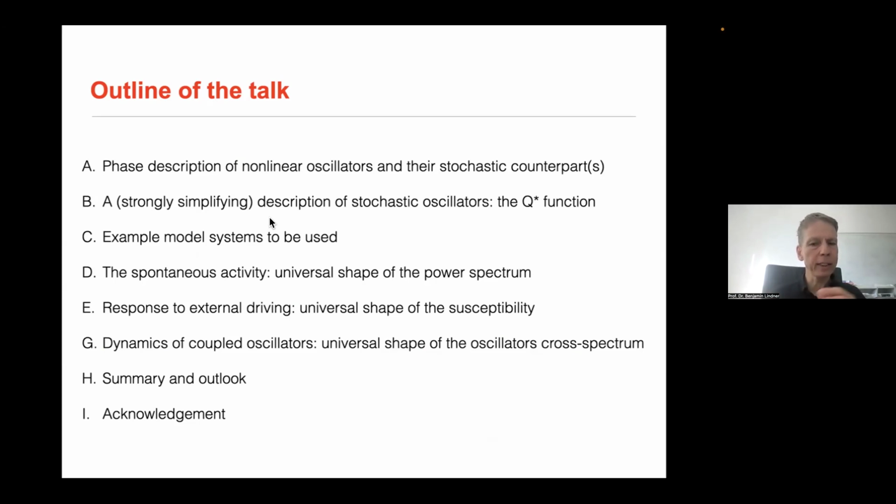And I will demonstrate how this happens and discuss several aspects, such as the response to external signals and the coupling among the cross spectrum or the cross correlations of coupled elements and the synchronization of coupled elements.